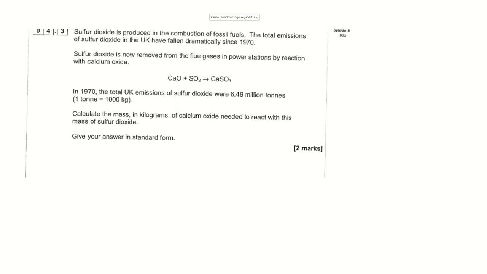Okay, another calculation. I think we're getting the message that there's going to be plenty of moles in these papers, so we need to really brush up on them, guys. So we're getting sulfur dioxide produced in an industrial setting, and we are getting 6.49 million tons of it produced every year, and what we had to do was work out the mass of the calcium oxide, given in kilograms, that was needed to neutralize all of that sulfur dioxide.